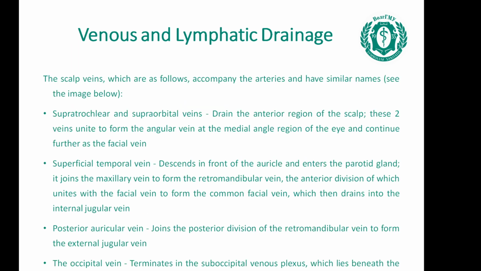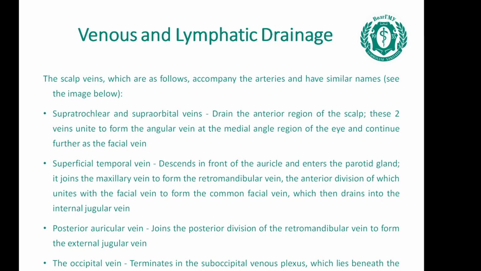Venous and lymphatic drainage. The scalp veins, which are as follows, accompany the arteries and have similar names. Supratrochlear and supraorbital veins drain the anterior region of the scalp. These two veins unite to form the angular vein in the medial angle region of the eye and continue further as the facial vein. The superficial temporal vein descends in front of the auricle and enters the parotid gland. It joins the maxillary vein to form the retromandibular vein, the anterior division of which unites with the facial vein to form the common facial vein, which then drains into the internal jugular vein.